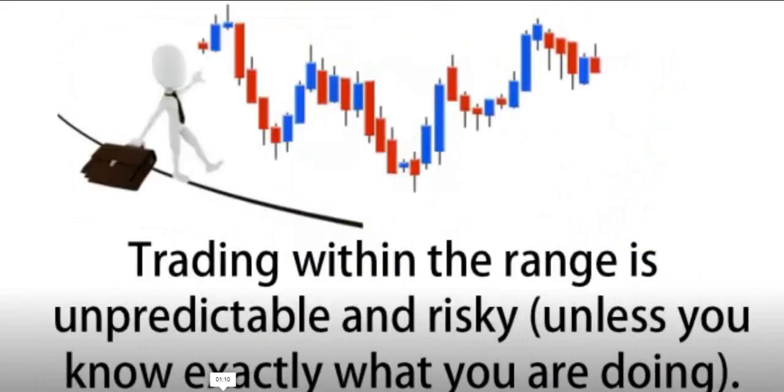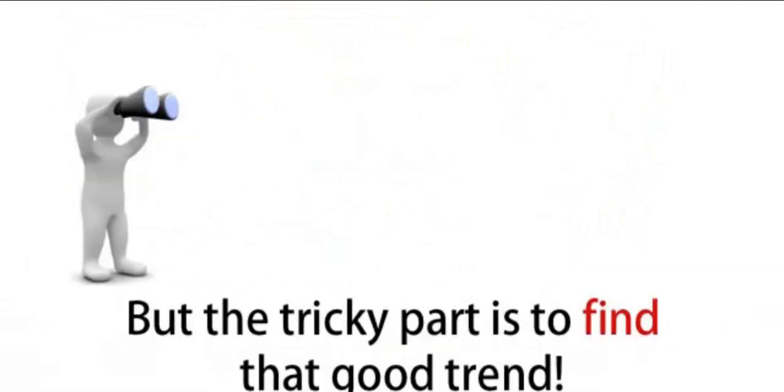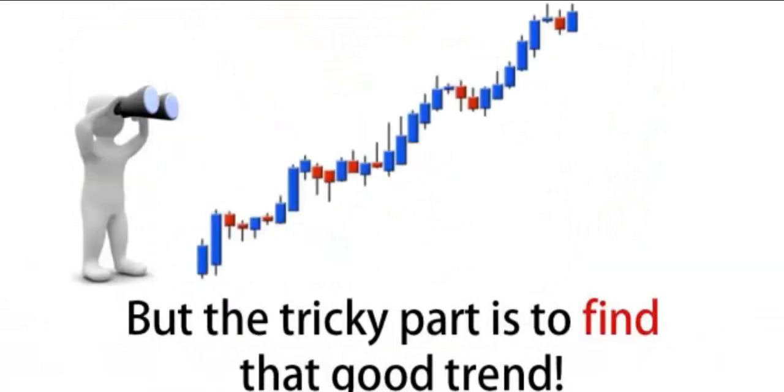Trading within the range is unpredictable and risky unless you know exactly what you're doing. The truth is that most Forex systems or robots make money with the trend, but lose money in a choppy market. But the tricky part is to find that good trend.